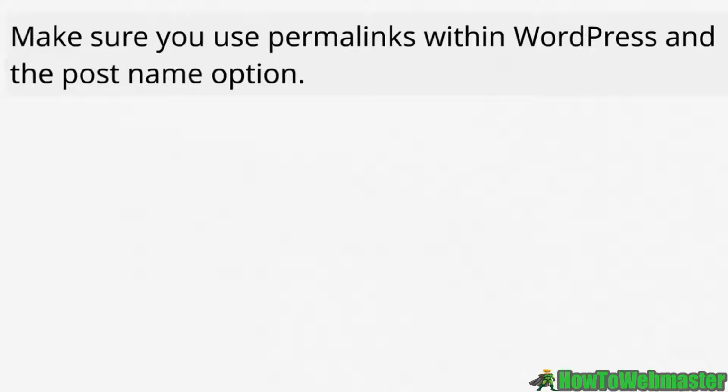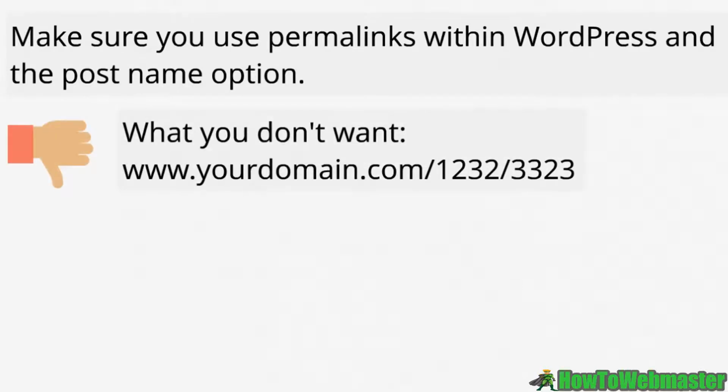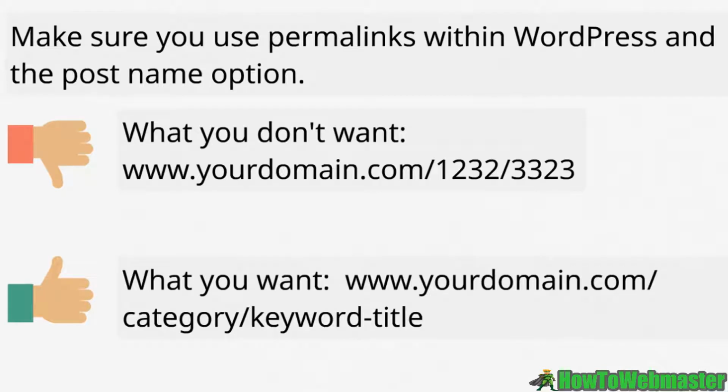But for now, I just want to tell you right off the bat, you don't want your URL to look like this: www.yourdomain.com/ something like 1232/3323, or even ?p=123. You definitely don't want your URL to look like that, and it looks like that by default. So within WordPress, you want to set the post name option, and by doing that, this is what's going to happen. It's going to say yourdomain.com/category/keyword-title. So I will show you all of that in the next video, but I want to make sure that you understand these basics.